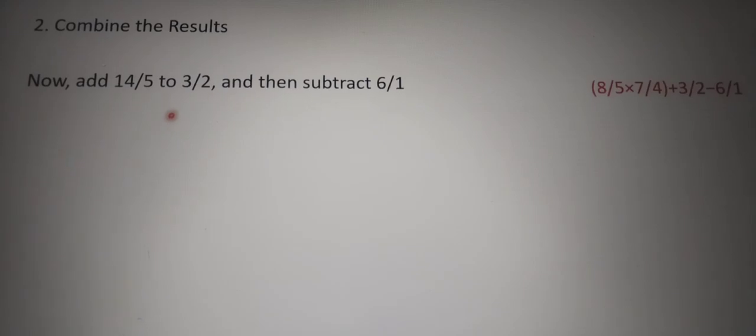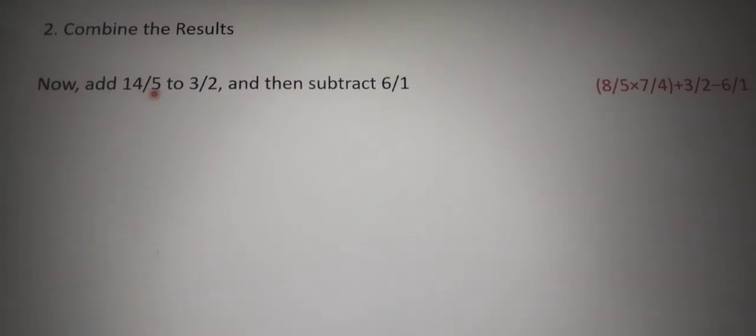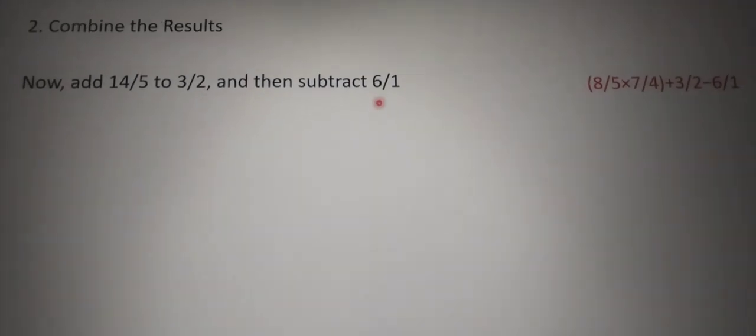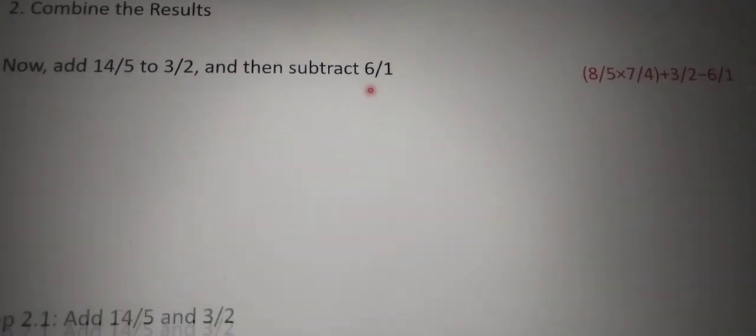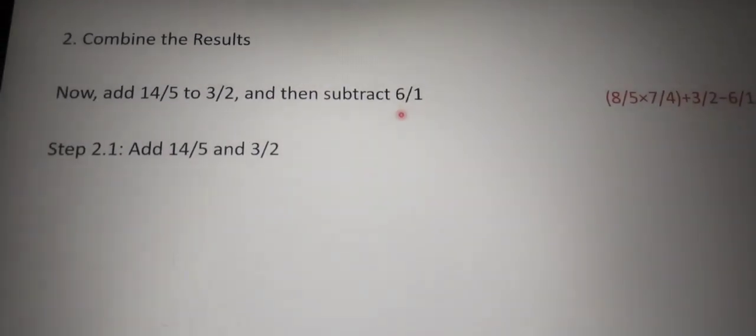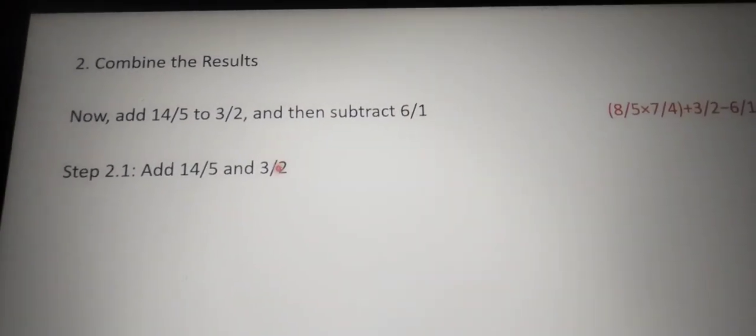Now let's go to our second step, which is to calculate by combining the results. After calculating the bracket, the next step is to add and subtract. We're going to add 14 over 5, the result we got in the bracket, to 3 over 2, and then subtract 6 over 1. So step 2.1 is to add: 14 over 5 and 3 over 2.